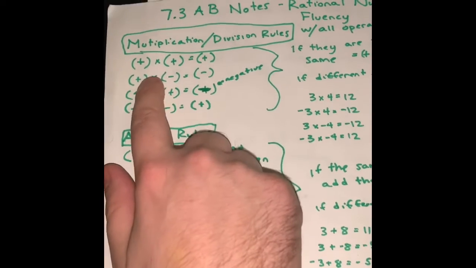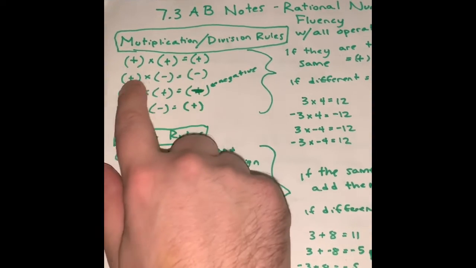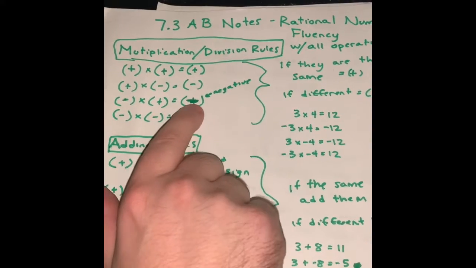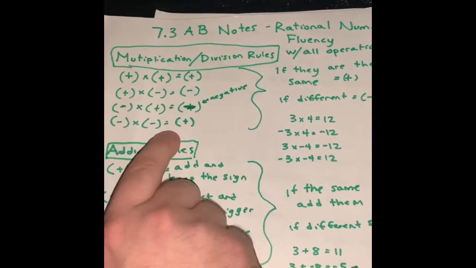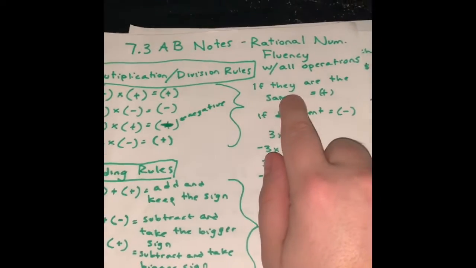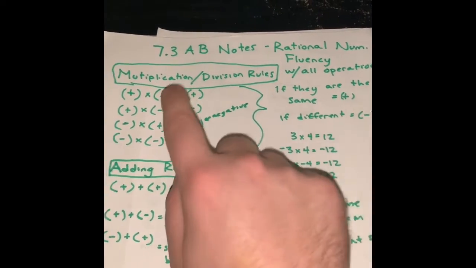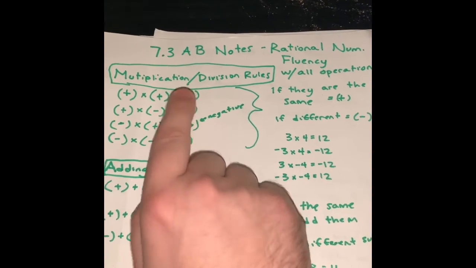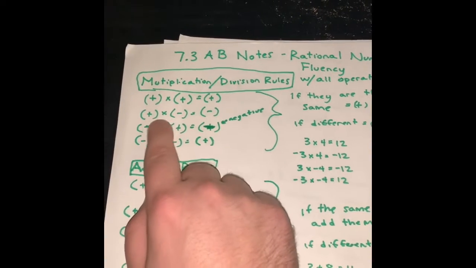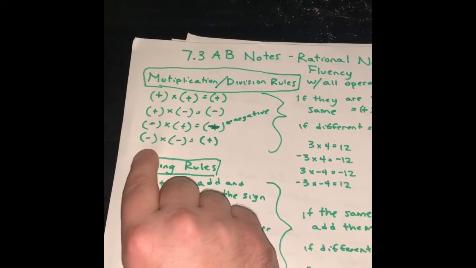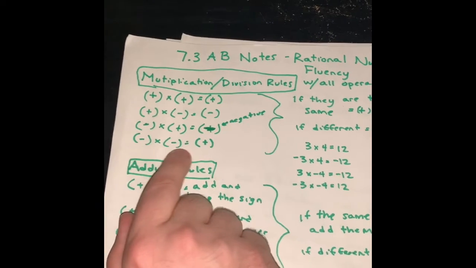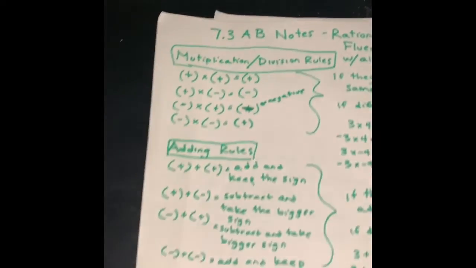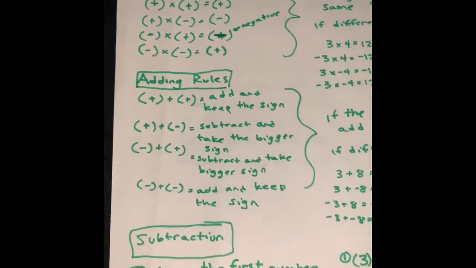So first we're going to have positive times a positive makes a positive. Positive times a negative equals a negative. Negative times a positive equals a negative. Negative times a negative equals a positive. So one thing that we're going to notice, if they are the same when we're multiplying or dividing, the answer is going to end up being positive. If they are different, our answer is going to end up being negative. So down here we have two negatives, but we notice that they're the same, so that's going to make our answer positive.